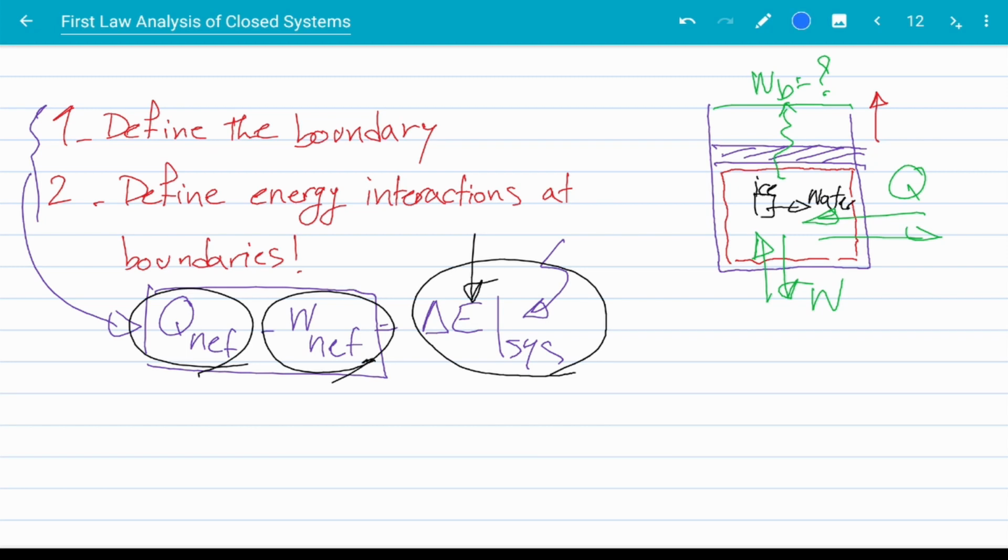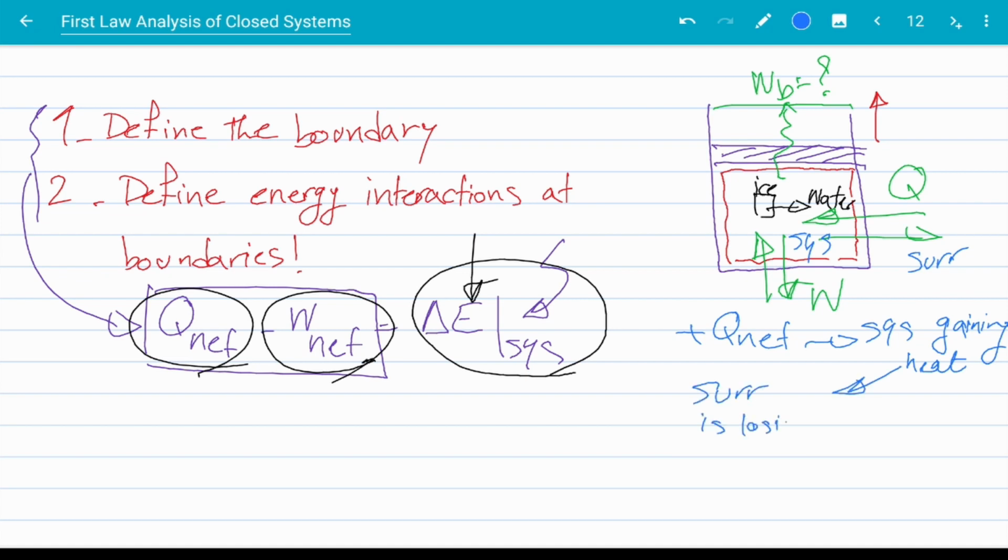Another important thing that you need to pay attention to is that whatever interaction happens on the boundaries happens between the system and the surroundings. So if the system is having a positive Q net, meaning that the system is gaining heat, it means that the surroundings is losing heat. The same can be said for work too.